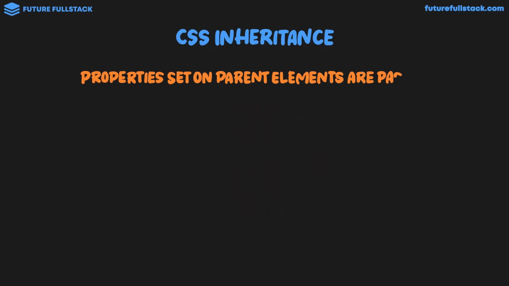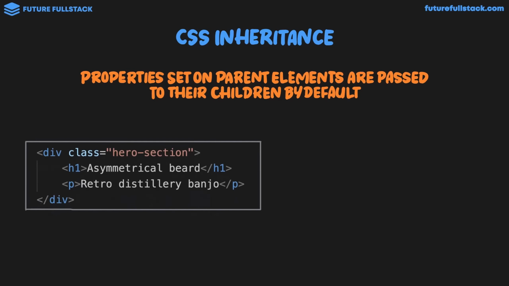So what is CSS inheritance? It's when properties set on parent elements are passed down to their children by default. Let's take a look at an example to see what I mean. We have this snippet of HTML where we have a div container element with the class hero section, and it contains a heading 1 and paragraph element.